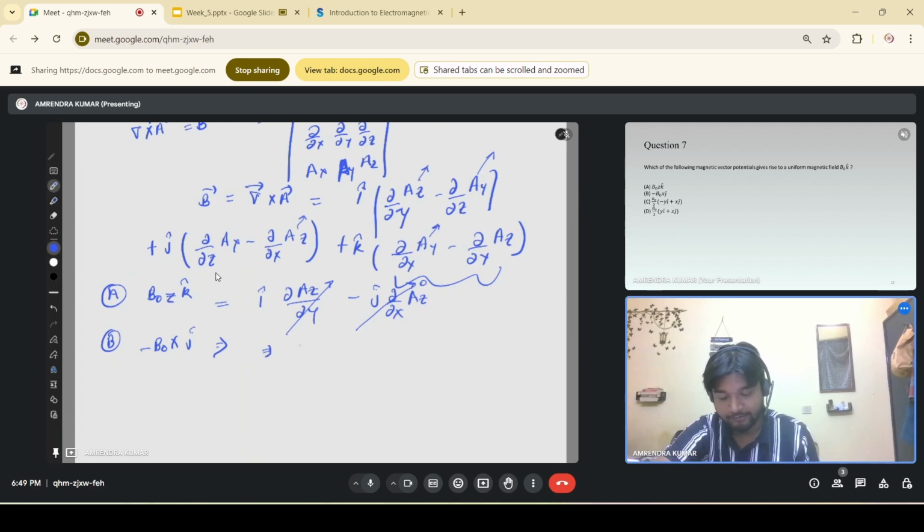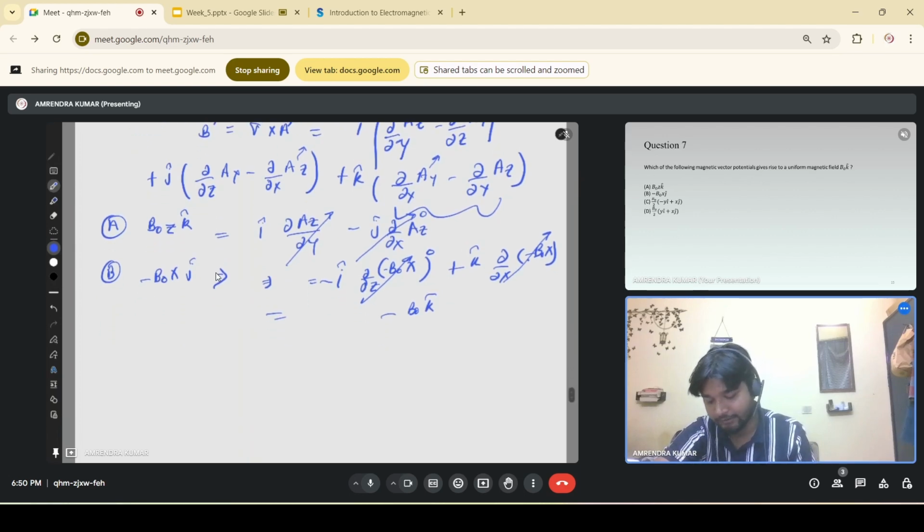So we have this del cross A, that is nothing but minus I cap del over del Z AY plus K del over del X AY. Now if we solve this, the I component will be 0 because AY is not a function of Z. But here we are getting minus B0 K, so the sign is opposite. So we can go for the next one.